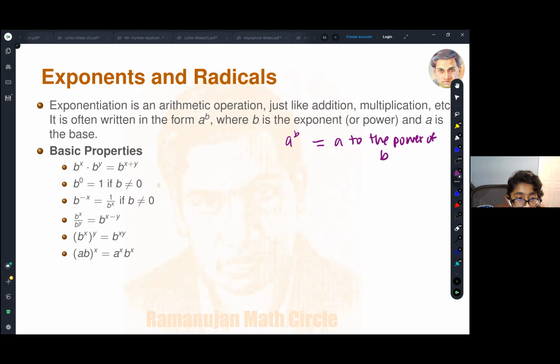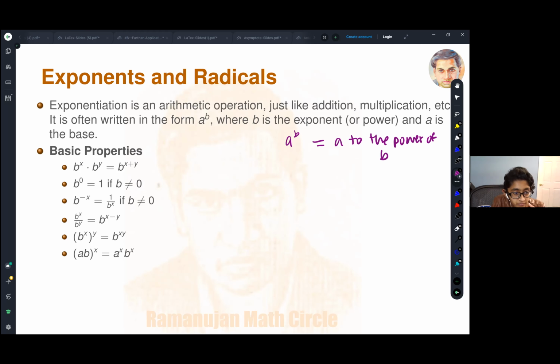The basic properties of these are that if you multiply b to the x times b to the power y, this is equal to b to the power x plus y. So the numbers on top add up. We have some other properties: b to the power 0 is equal to 1, unless the number itself is 0. And then b to the negative something is 1 over b to the something. So for example, b to the negative x is equal to 1 over b to the x.